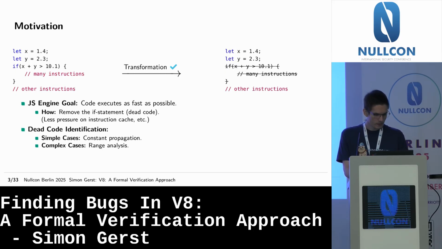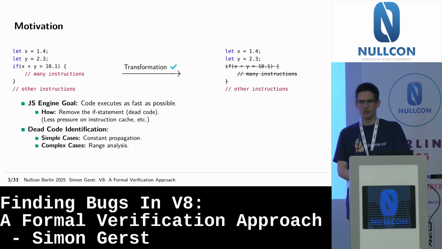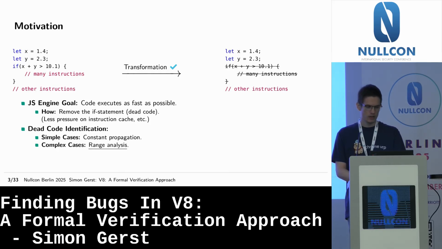So yay. And in this simple case, we can identify that code using constant propagation. We can just substitute 1.4 for x and 2.3 for y, then perform the addition and the comparison. And then in the end, in the if condition, we have an if false, which clearly means that the code is dead. And for more complex cases, we can use something called range analysis. And this is what I'm going to focus on.